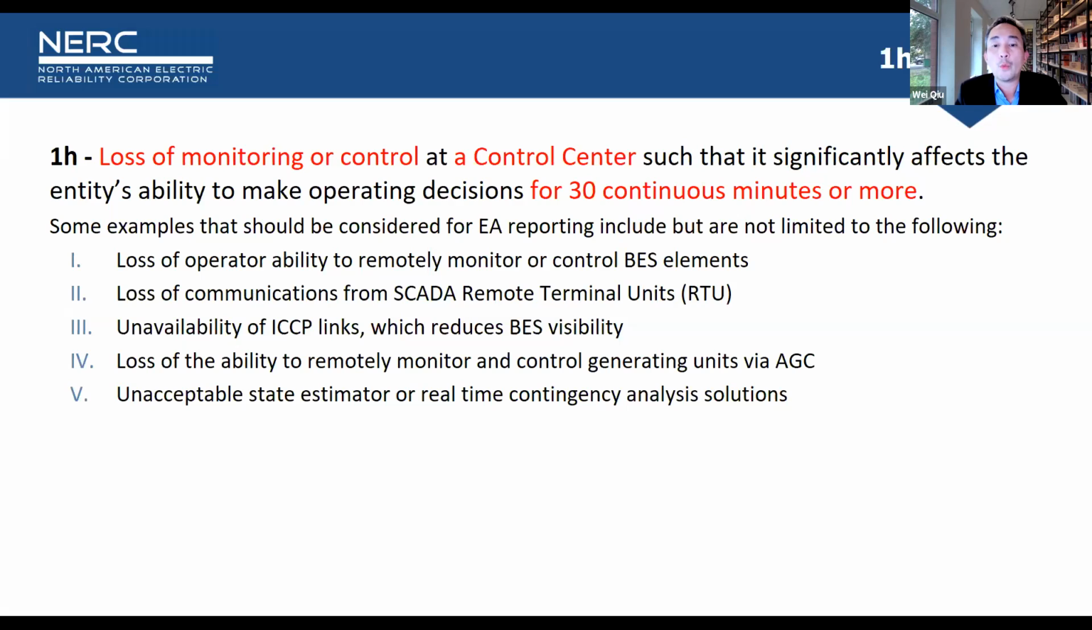So within current EMS infrastructure, we may focus on these 5 examples: complete loss of SCADA, like a control room issue, second is RTU, third is ICCP, then AGC, and last is estimation and RTCA.